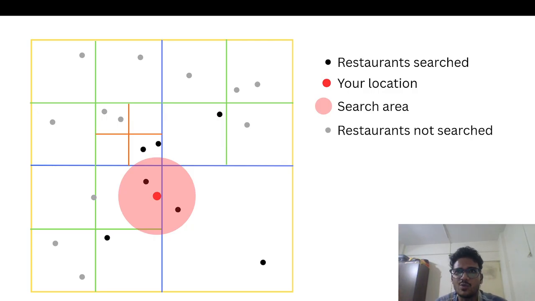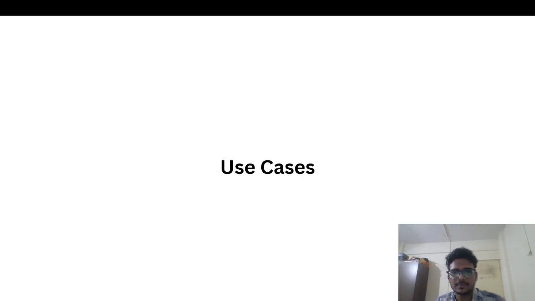And if you want to find out restaurants within a 5 to 10 kilometer range from you, you will skip millions of restaurants. So that is where its use comes into the picture. Okay. So let's look at some more of its use cases.